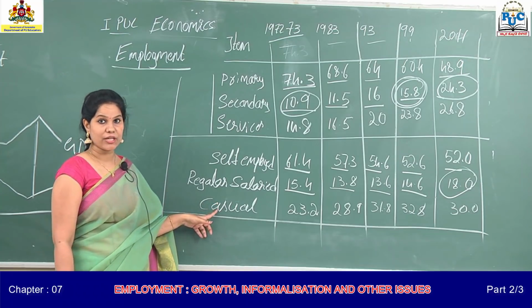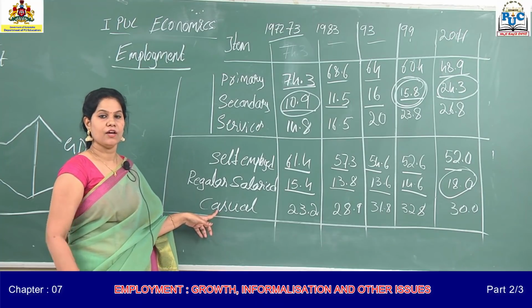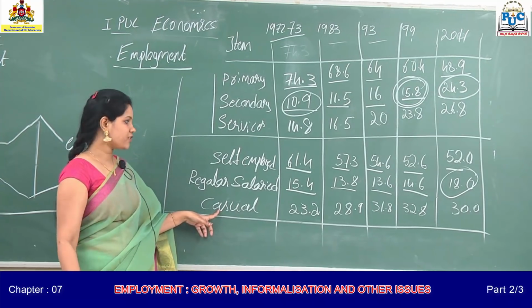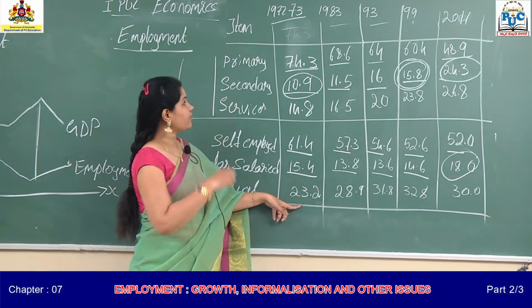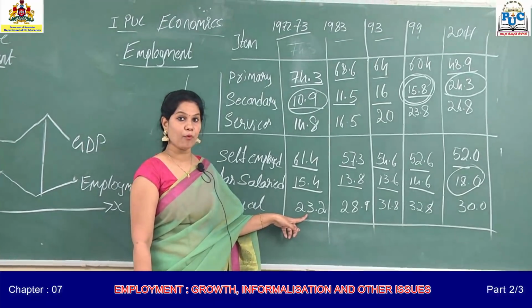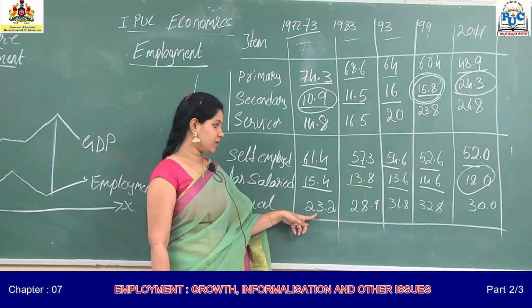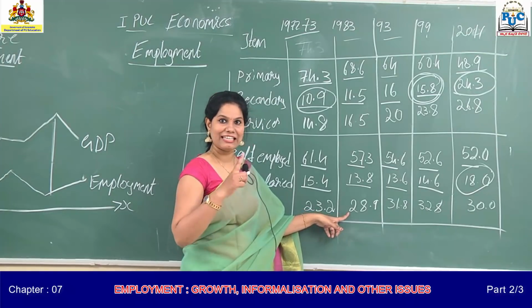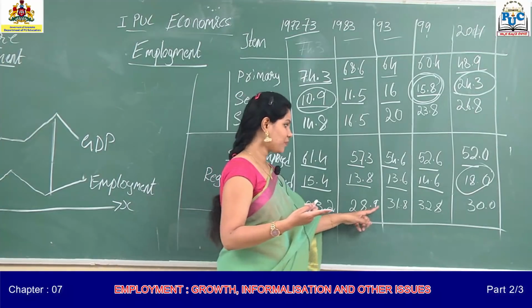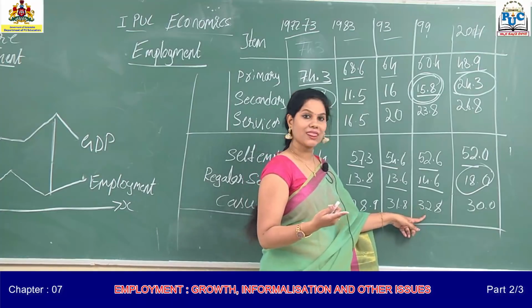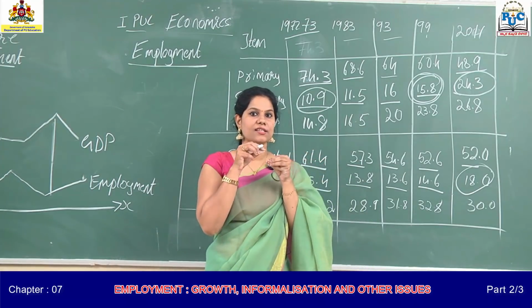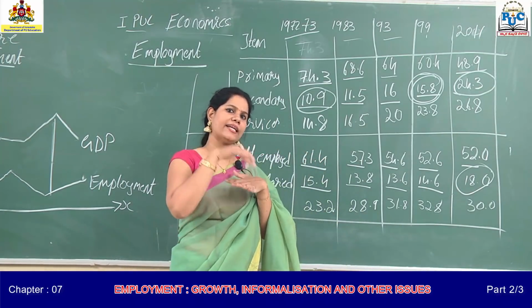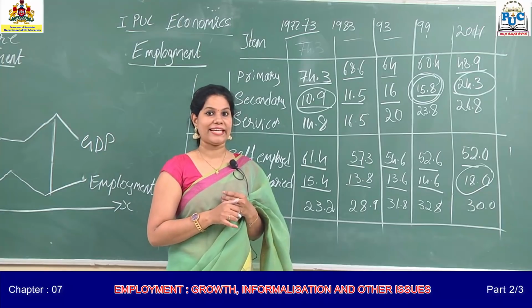The casual wage laborers, where their job, salary, nothing is permanent. They migrate from job to job and from place to place. Let's see how many people are dependent. In 1972 to 73, 23.2% of the population were dependent. We have started seeing it increasing, 28%, 31%, 32%. Only in 2011 did we see that it's quite lesser. I'll not say that it started diminishing, but it is definitely lesser.